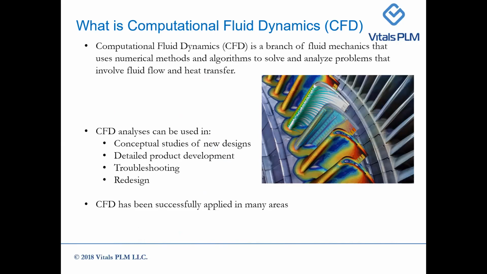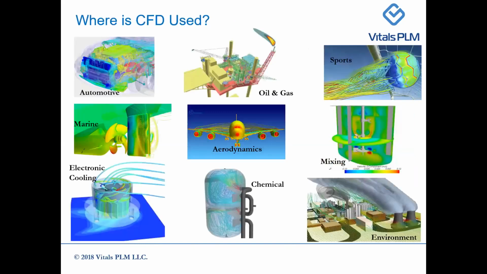What is computational fluid dynamics? It's a branch of fluid mechanics that uses numerical methods and algorithms to solve and analyze problems that involve fluid flow and heat transfer. So where is this used? It can be used in conceptual designs, detailed product development, troubleshooting, and redesign of an existing product. CFD has been successfully applied in many areas, including automotive, oil and gas, sports, marine applications, aerodynamics, mixing, electronic cooling, chemical, and environment.